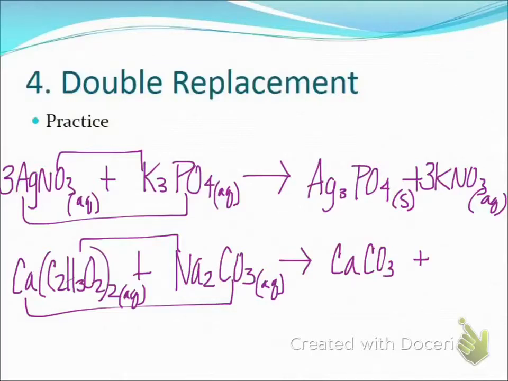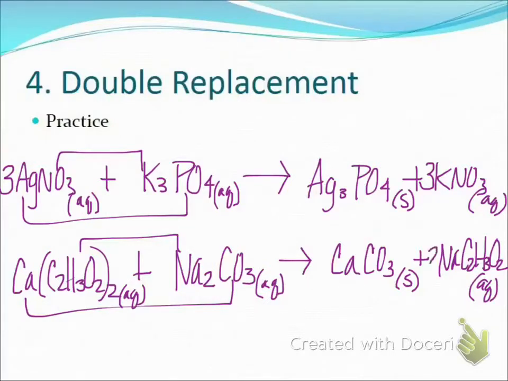Plus sodium acetate. Well, there I have sodium, which is always soluble, and I have acetates, which are always soluble. So I'm going to write my AQ. What about calcium carbonate? Soluble or insoluble? Insoluble. So I'm going to put that little S behind it. So now I know this reaction will occur, and so I need to balance it.